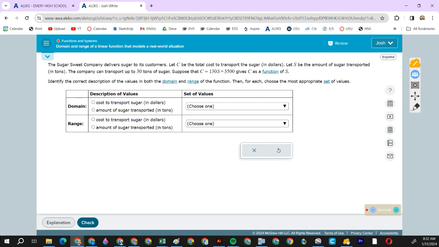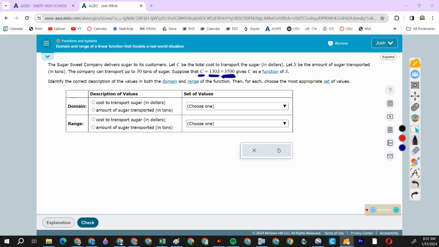Okay. So here we have an equation for delivering sugar. So how much does it cost to deliver sugar? Well, the cost is $130 per ton plus a delivery fee of $3,500.